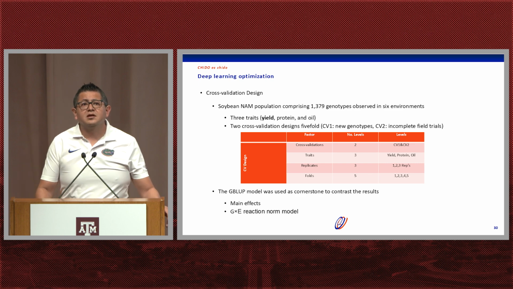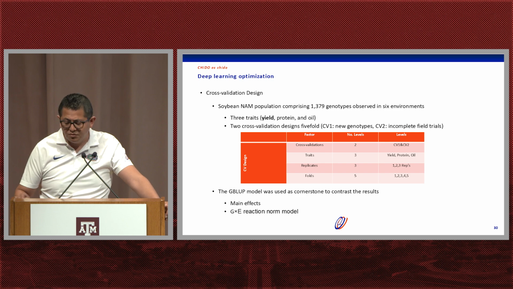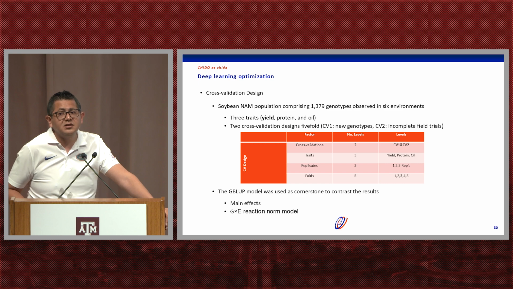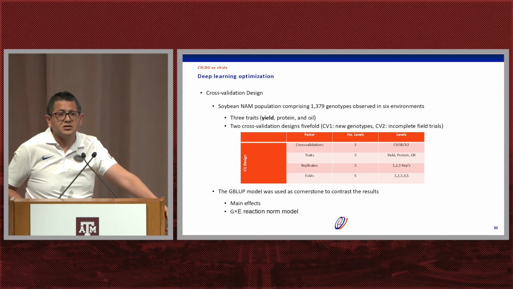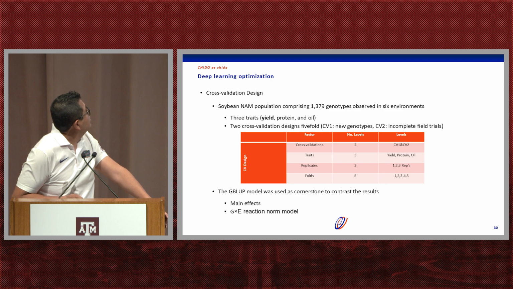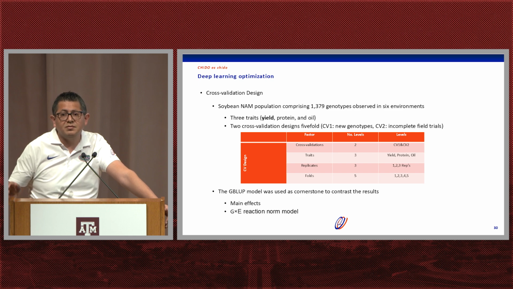Also, we consider different cross-validation designs, and we apply this to a nested association mapping population in soybean. So we select a random sample of 1,379 genotypes that were scored in 6 environments and scored for 3 traits: grain yield, oil, and protein content. And we consider 2 different cross-validation schemes. CV1 corresponds to the prediction problem of predicting the performance of genotypes that have not been observed in any other environments, and CV2 corresponds to the incomplete field trial.